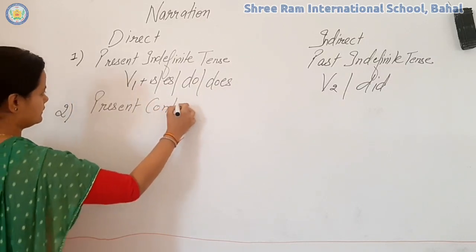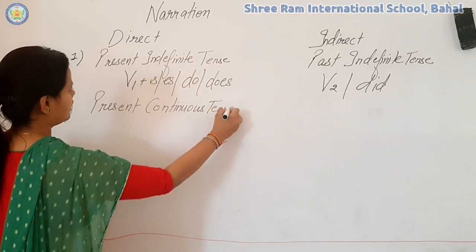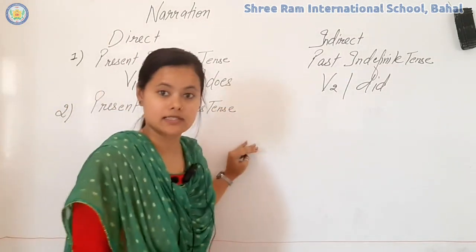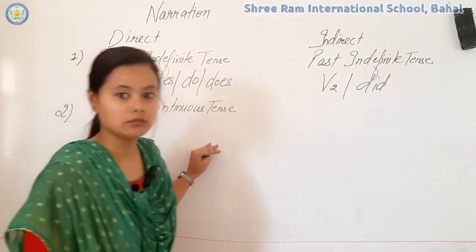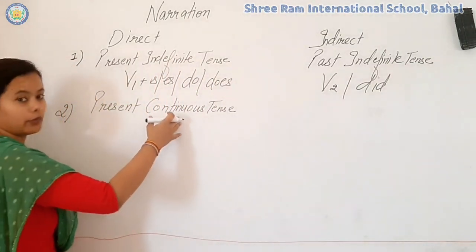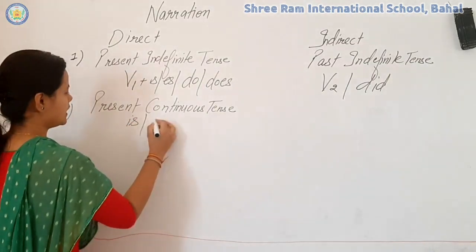Okay. Now the second one is present continuous tense. The another name of continuous is present progressive tense. Why is it called continuous? Because in this those sentences will come in which the work is going on. That's why it is called continuous or progressive. So what is the helping verb of present continuous tense? The helping verb is is, am, are.